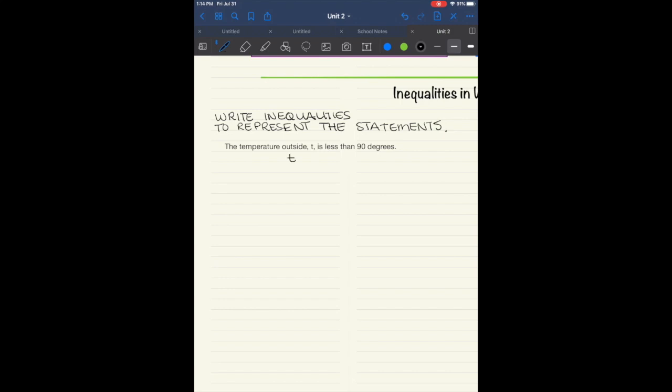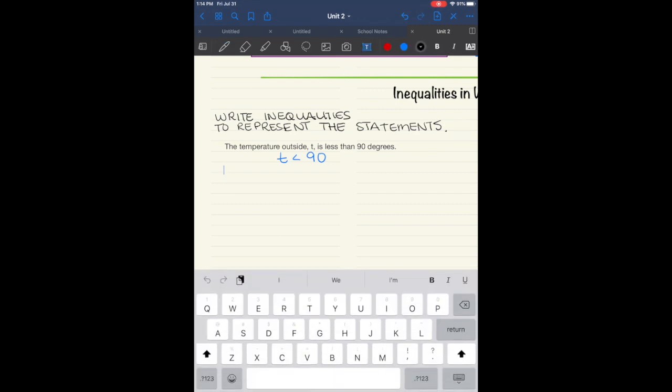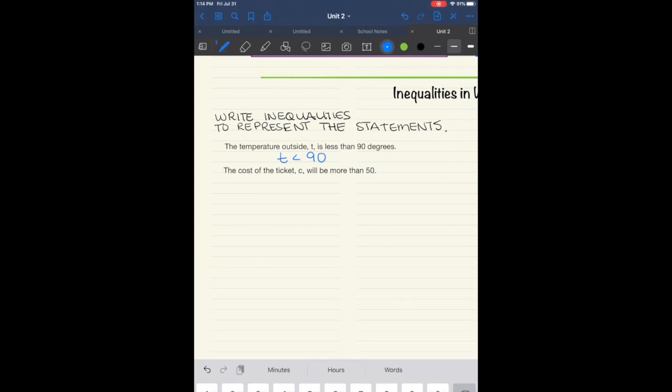So to draw this, we're going to write T, and then it's going to be less than 90. So Pac-Man is going to be eating 90 because that's the bigger thing. The next one says the cost of a ticket, C, will be more than 50. So this time C is going to be more than, which means greater than. So Pac-Man is going to be eating C.